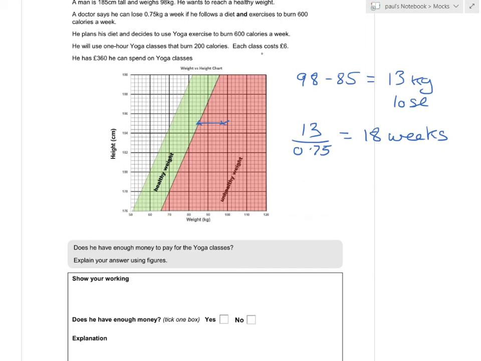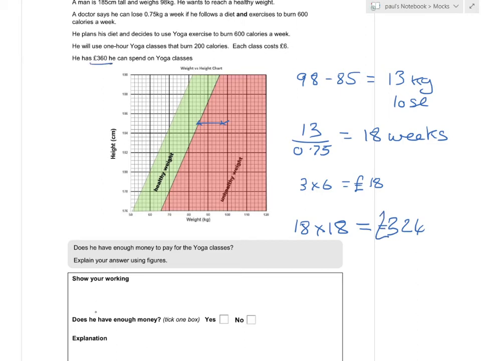So he's got to use three classes a week, yeah, to get to the 600. So 3 times £6 is £18 a week, yeah. He can spend £360. So £18 a week times 18 weeks. 18 times 18 is £324.